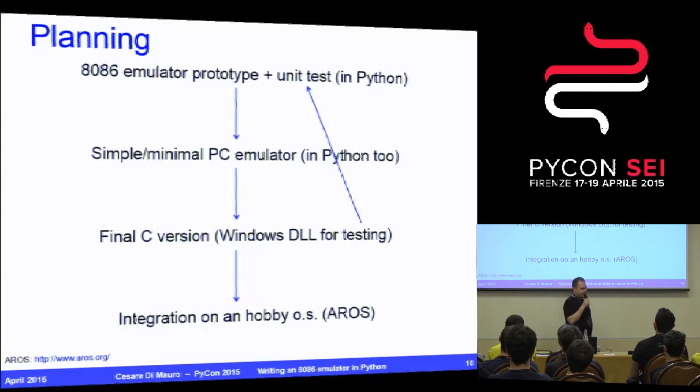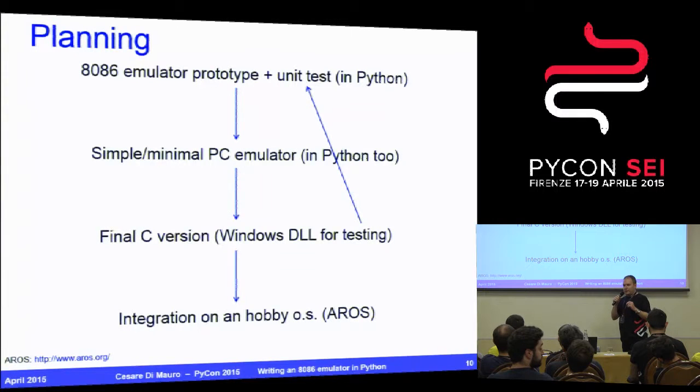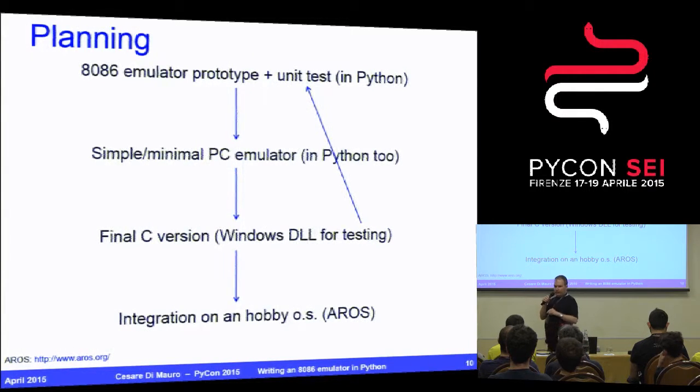What's the plan? The real reason for creating such an emulator is that it's just the first step of a plan. The first step is creating the emulator itself in Python with a big unit test. Then write a very simple, high-level PC emulator in Python 2, because I want to check real code against it. Then I want to convert such a prototype to C for speed reasons, and also for integrating it into a new operating system. In my case, it's a hobby OS, which is called AROS.